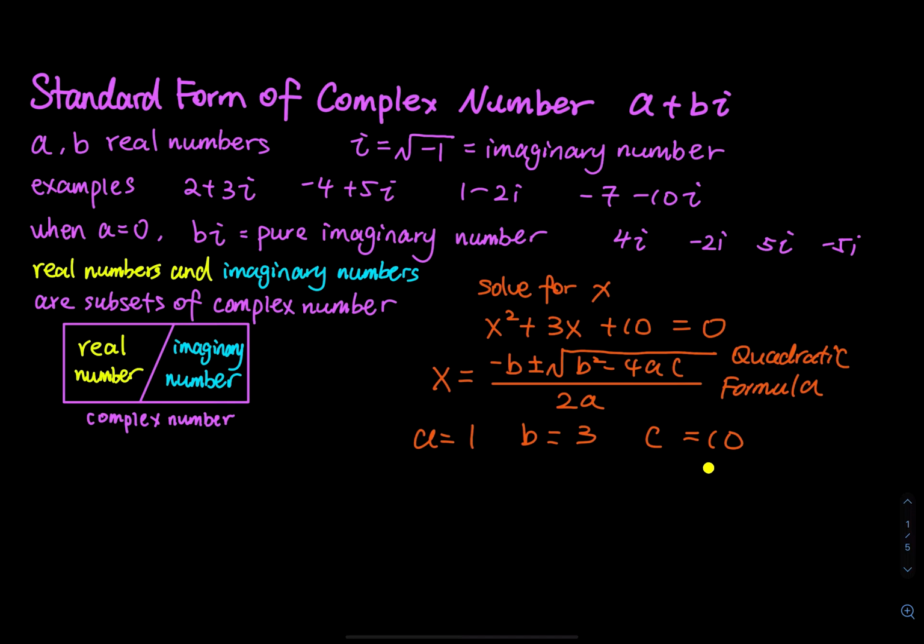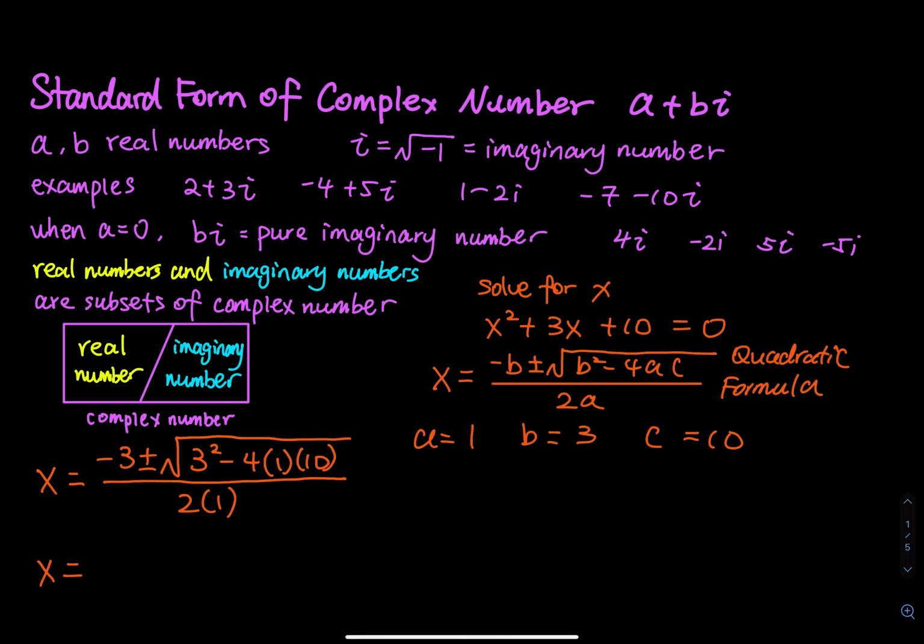You plug in a, b, and c into the quadratic formula. What do you get? x equals -3 plus or minus the square root of b squared, which is 3 squared, minus 4 times a times c, and then divided by 2 times a, which is 2 times 1. So x equals -3 plus or minus, 3 times 3 is 9, so you have 9 minus 40, you will get a negative for sure, divided by 2.